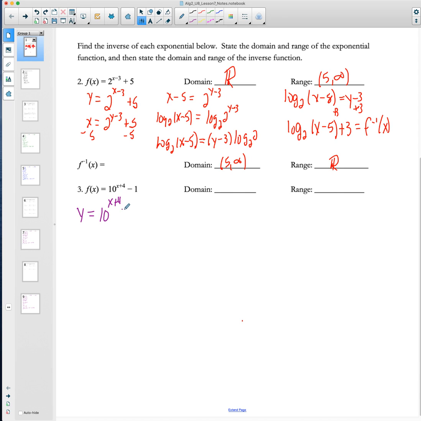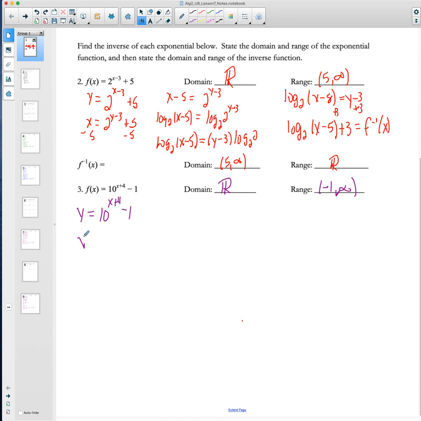All right, and once again, I should start with my domain. We know that the domain for every exponential is all real numbers. And then our range is going to start at a horizontal asymptote, which in this case is -1. So our range is going to be -1 to infinity.